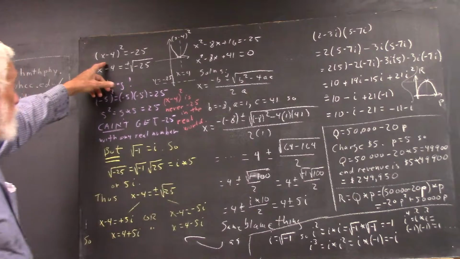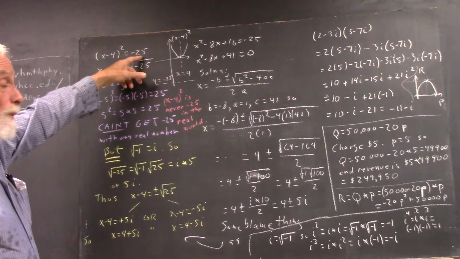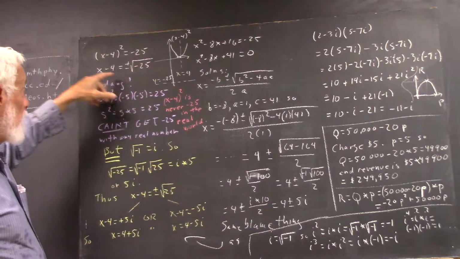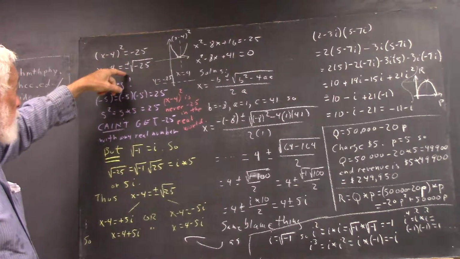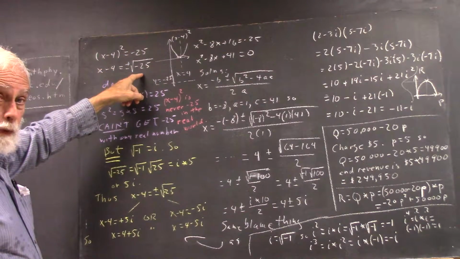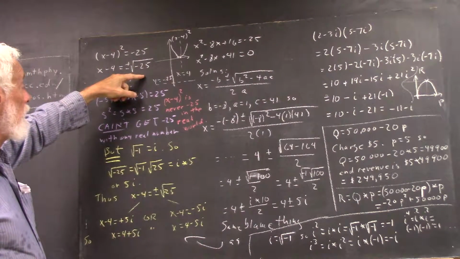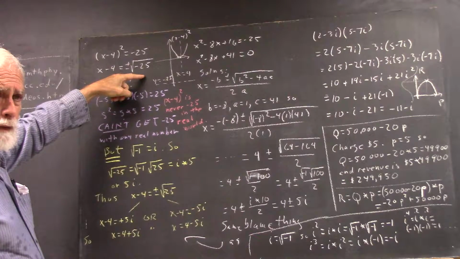We consider the equation (x − 4)² = −25. Now, the solution would be x − 4 would have to be plus or minus the square root of negative 25. Now, we run into a problem there, okay? What's the square root of negative 25?